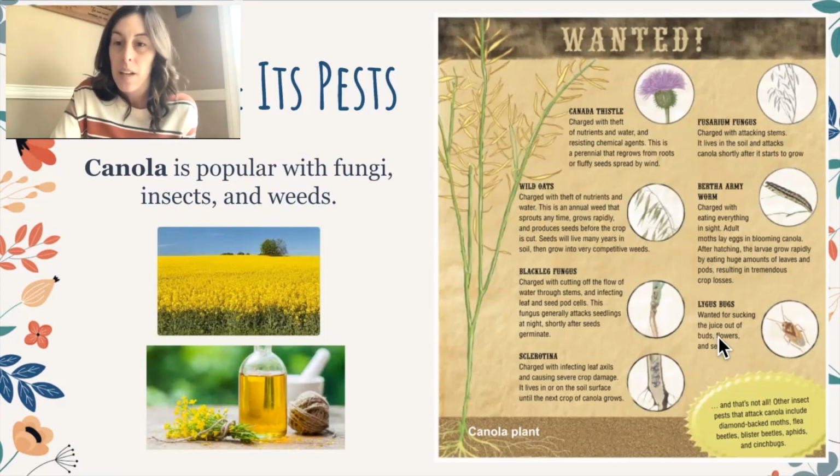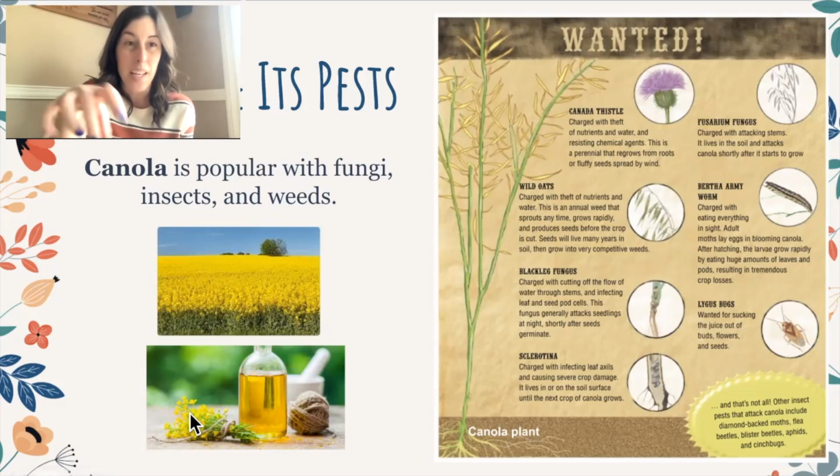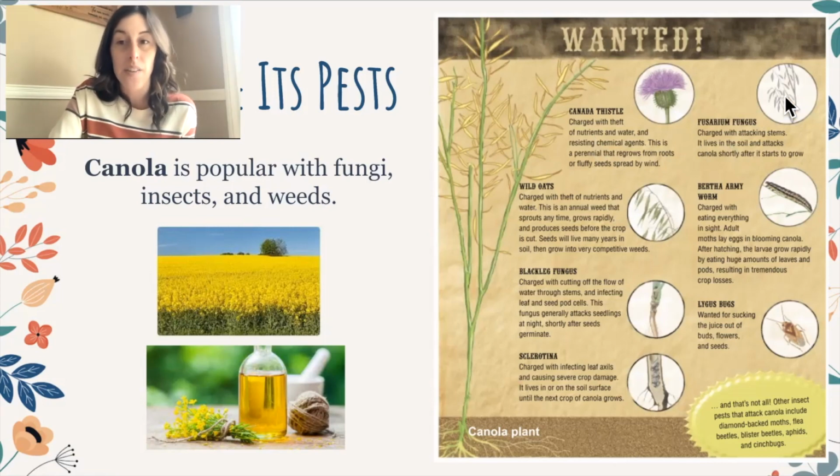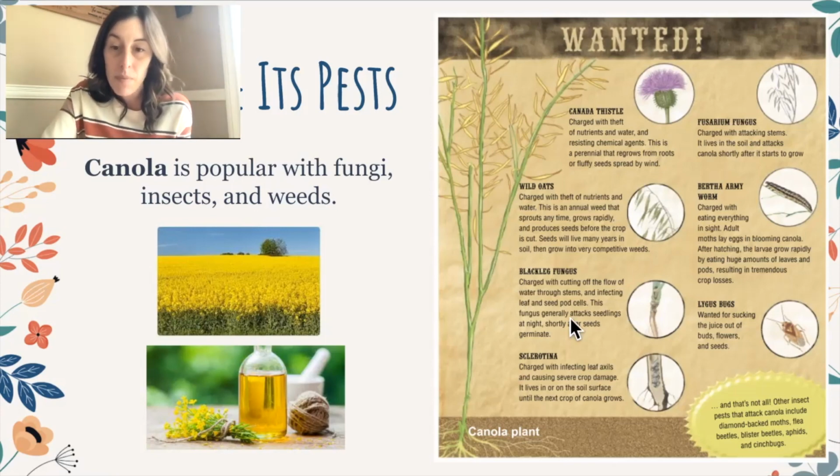But again, there's bugs, so they suck the juice out of the buds, the flowers, and the seeds. There's worms. They eat everything in sight. They lay eggs on the blooming canola. So on the yellow flowers, they lay eggs. As soon as they grow up, they eat the flower away. There's different fungi that attack their stems. It lives in the soil. And then as soon as the canola starts to sprout from its seed and grow, it attacks that canola.